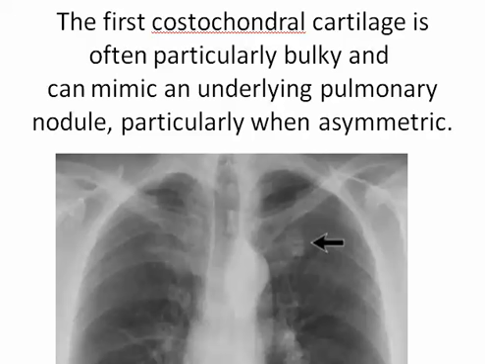The first costochondral junction is partly cartilaginous and peripherally bony. It is particularly bulky and can mimic an underlying pulmonary nodule, particularly if it is asymmetric and more calcific than the other side. So it can mimic a nodule.